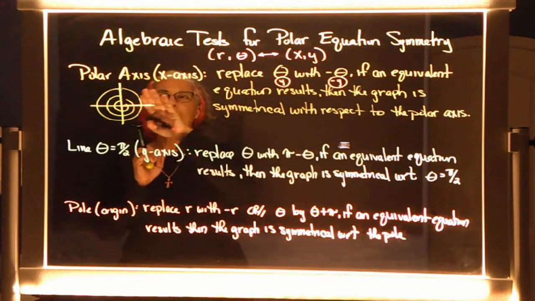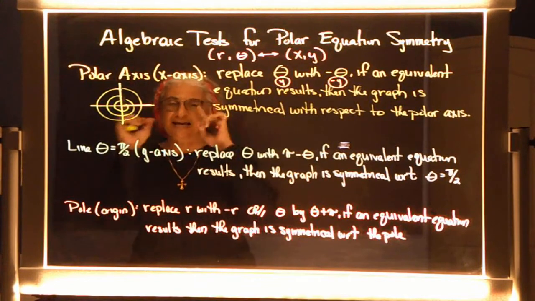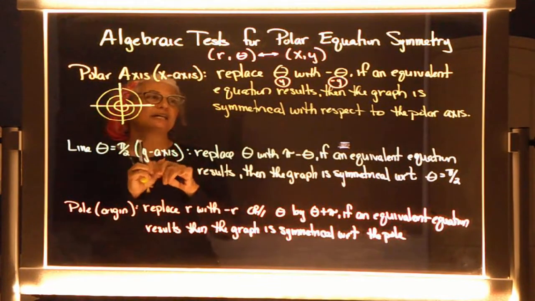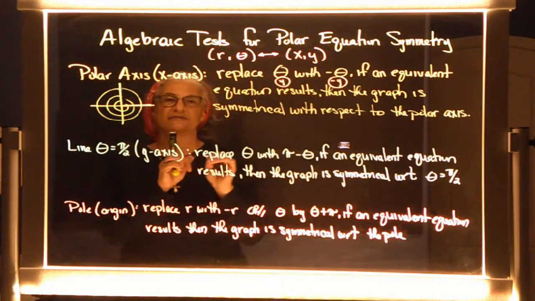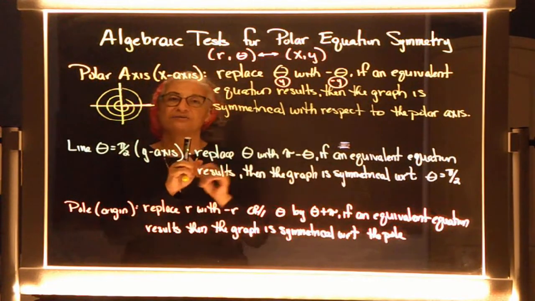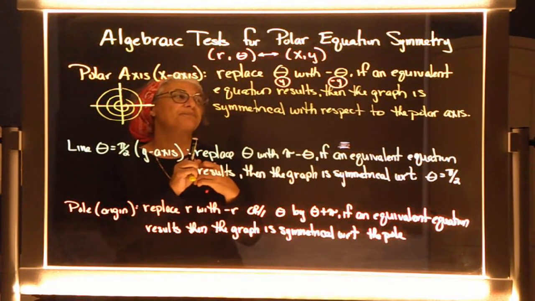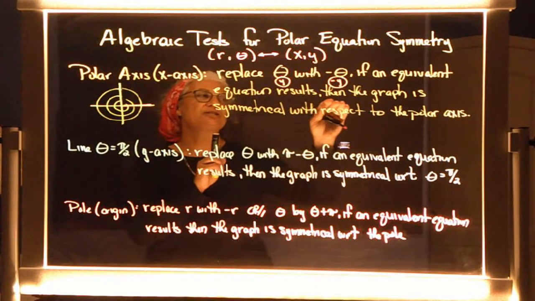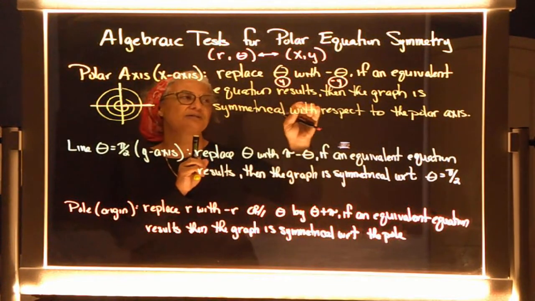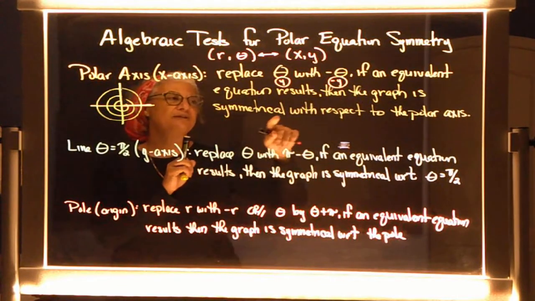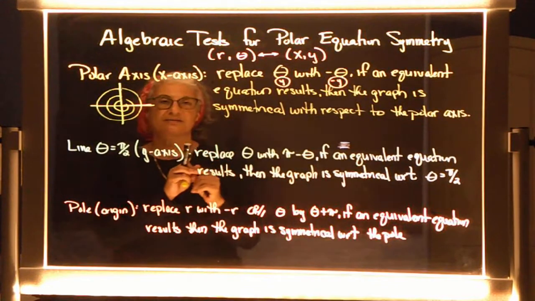So, the polar axis is basically the x-axis in rectangular. We're replacing theta with negative theta, or y with negative y, like we did in rectangular. If an equivalent equation results, then the graph is symmetrical with respect to the polar axis.